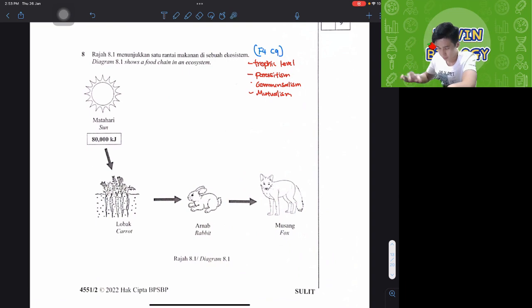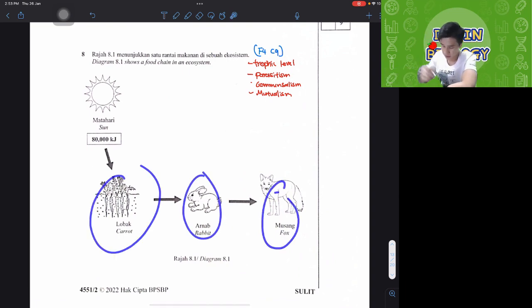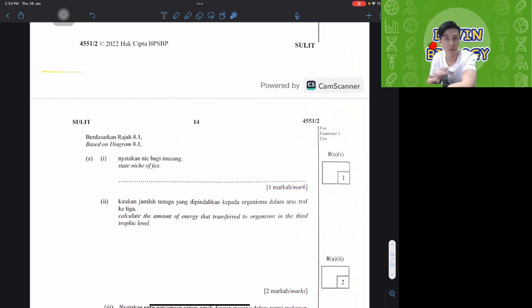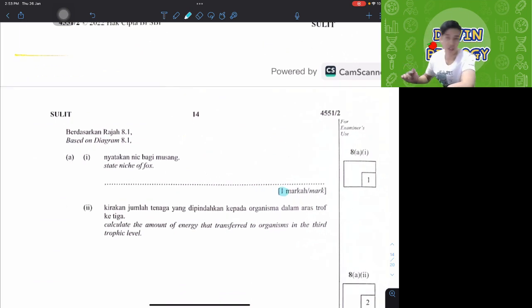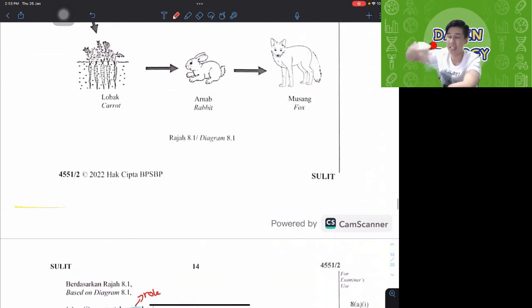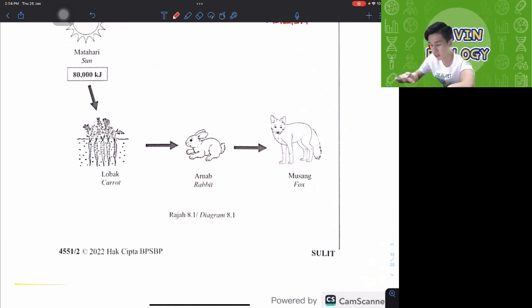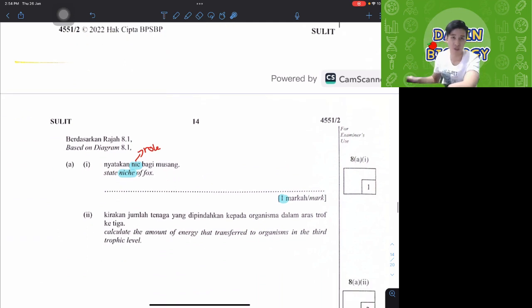Question: you have a food chain over here. Carrot, eaten by rabbit, eaten by fox. State the niche of a fox. A 1 mark question, not a very tough one, but a lot of you would not know what niche is. Niche means role, peranan, the role of an organism in the ecosystem. So inside the food chain, what is the role of the fox? Producer, primary consumer, secondary consumer. That is the niche. Pengguna sekunder, secondary consumer. So the role is to eat the rabbit.